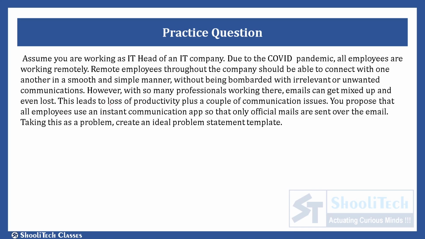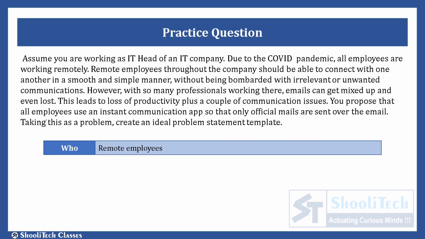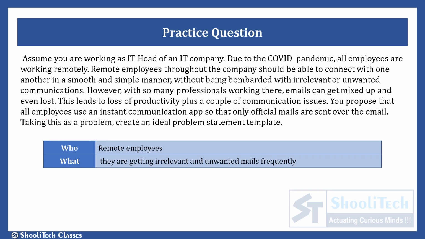So first of all, let's try to create 4W canvas. The first W is who, means who are the stakeholders, means who are the people who are facing this problem and would be benefited with the solution. And in the given problem, the stakeholders are the employees who are working remotely, right? Then the second W is what, means what is the problem. And here the problem is that they are getting irrelevant and unwanted mails frequently.